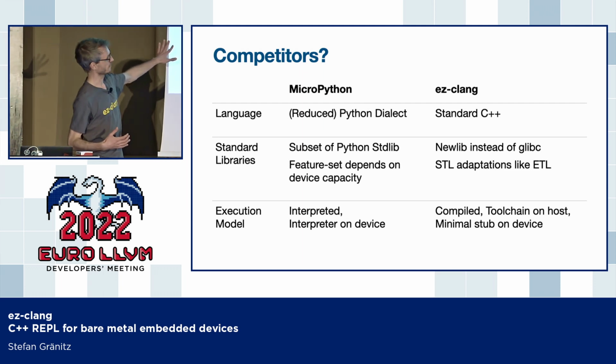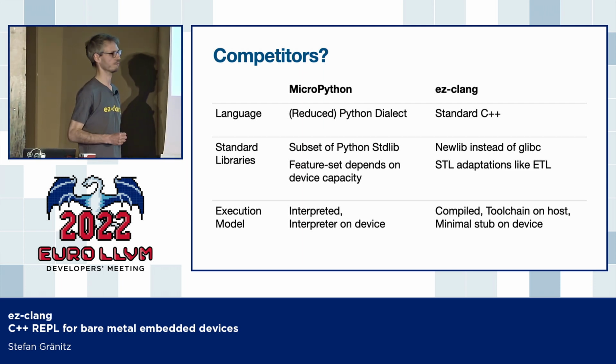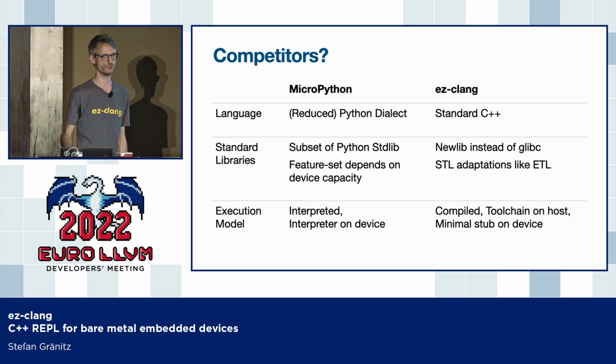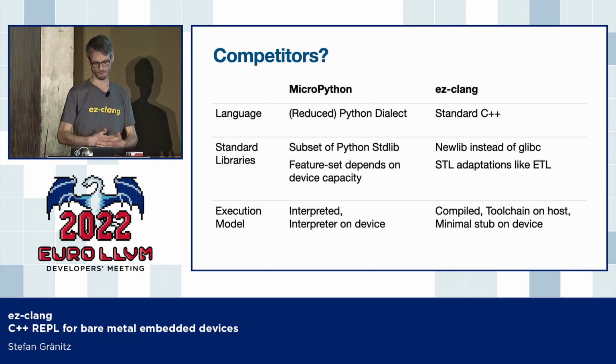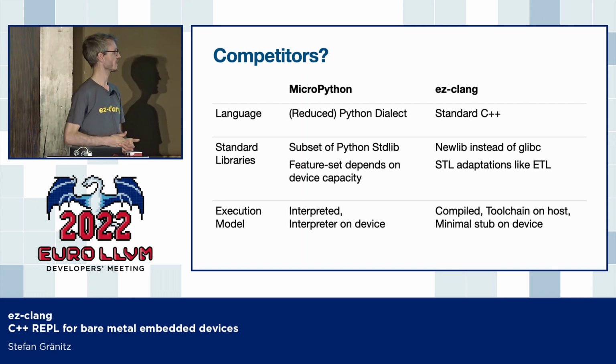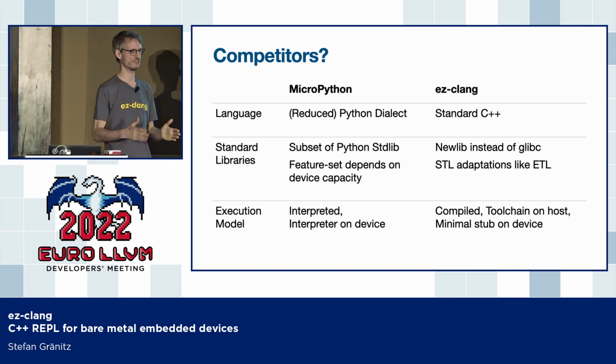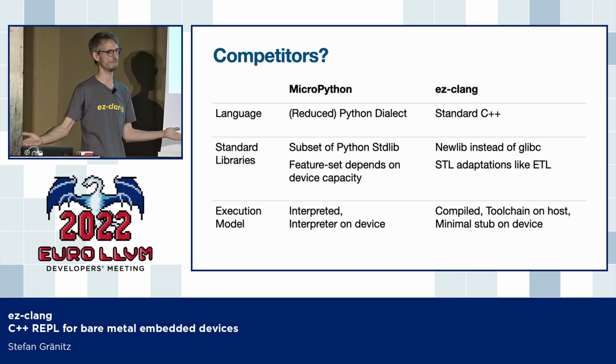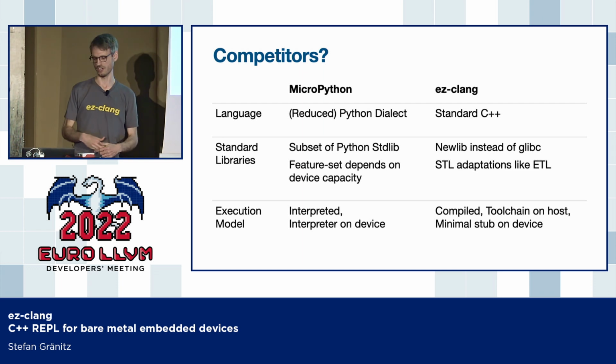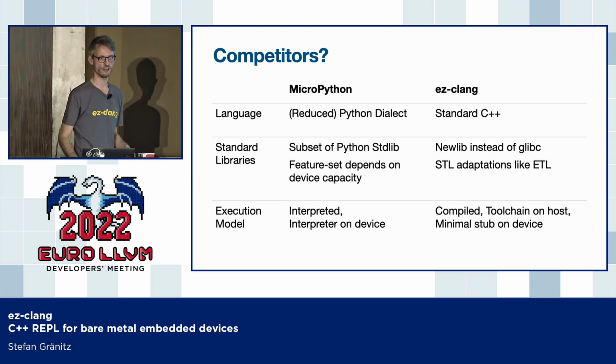And here, I think the biggest difference is really the execution model, because ez-clang is compiled and the toolchain is on the host. I think there are overlapping use cases, but the interesting use cases will be those that don't overlap, on probably both sides of the range. So I don't think there's really a lot of competition here.